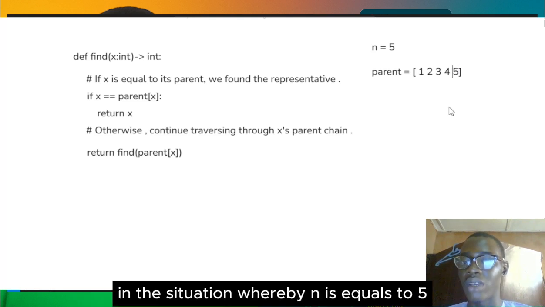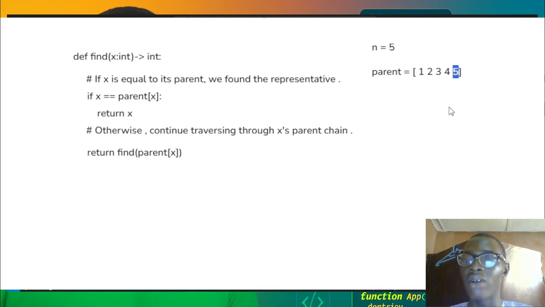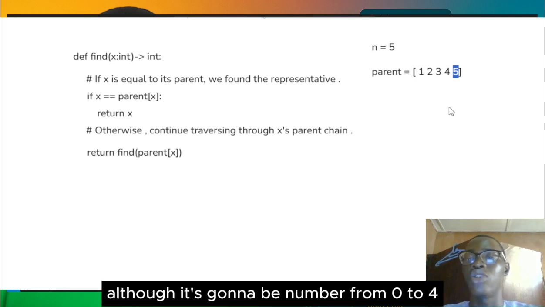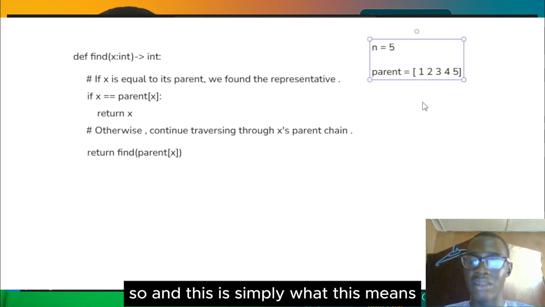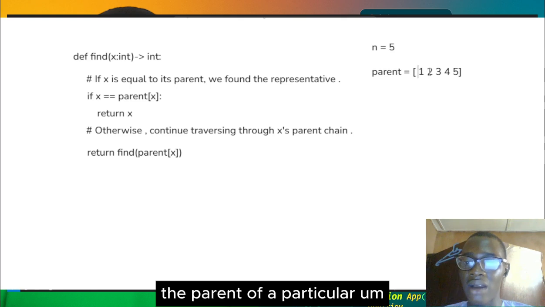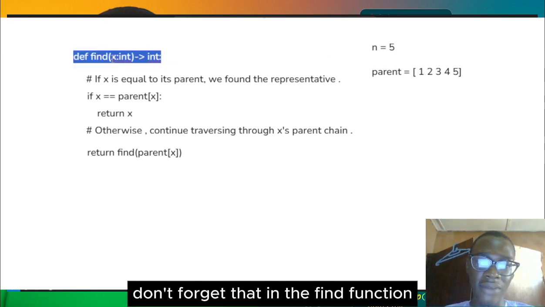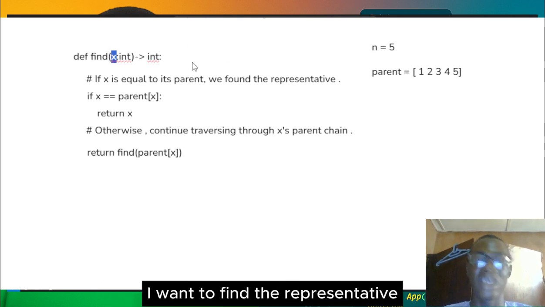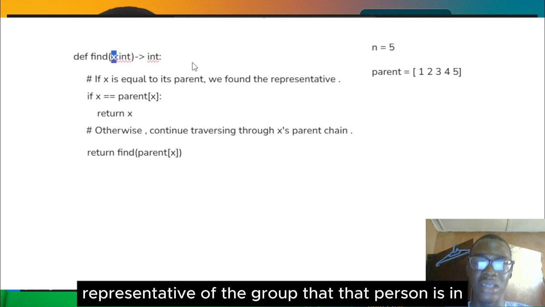Why? Because in a situation where n is equal to 5, we are going to have 5 people, although numbered from 0 to 4. And this is simply what this means. That's the parent of a particular person that we're trying to find. Don't forget that in the find function we're going to be passing in a person, and what we want to do is find the representative of the group that person is in.